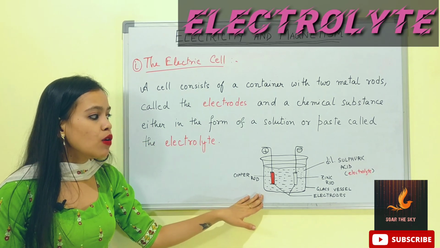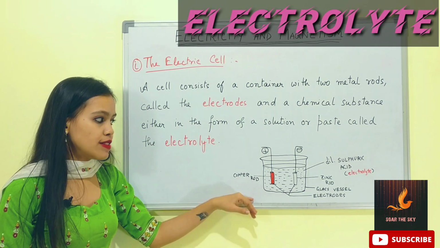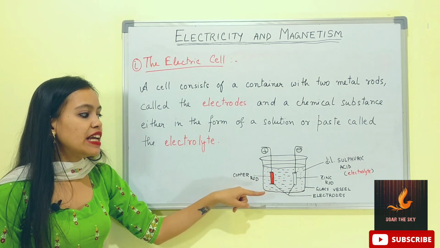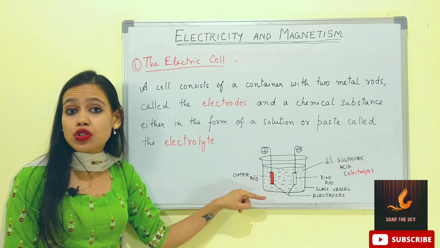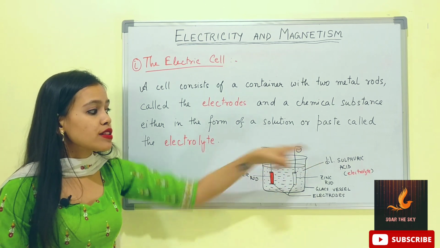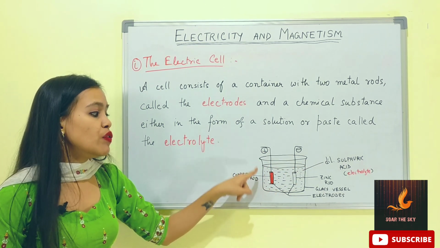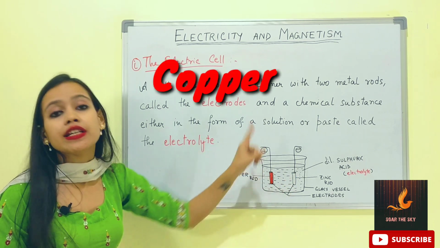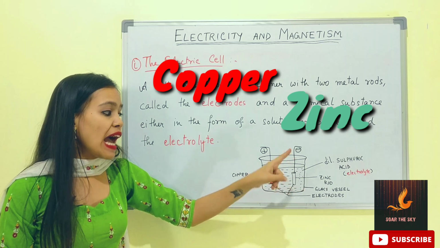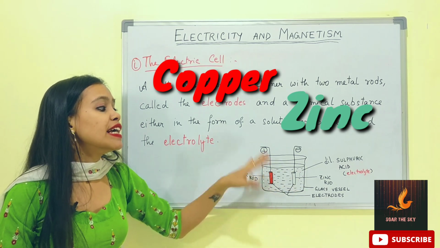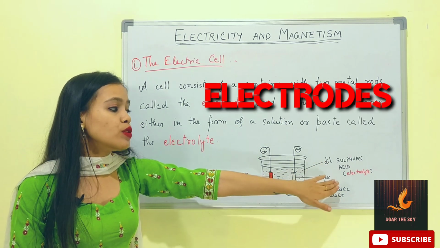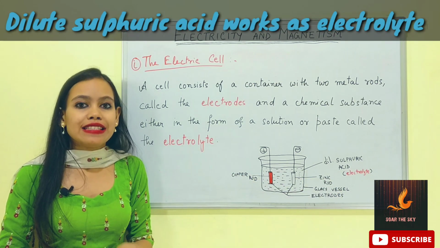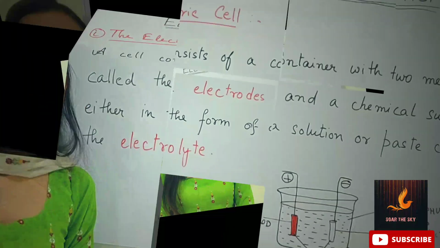So this is how an electric cell looks. A glass container, a glass vessel containing an electrolyte in a solution form, that is dilute sulfuric acid over here. We have two rods of metal, one is of copper, another one is of zinc, and these are called electrodes, and this dilute sulfuric acid acts as an electrolyte. Now let's see how they work.